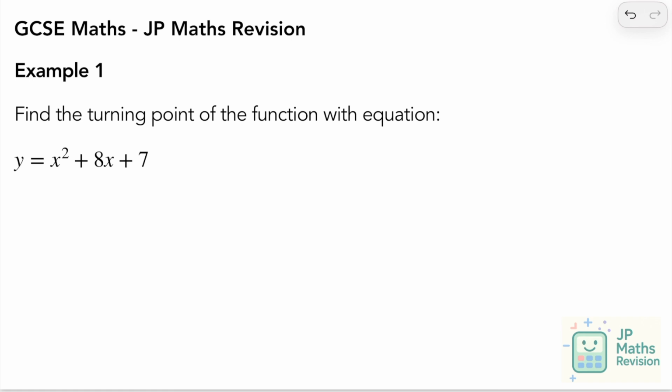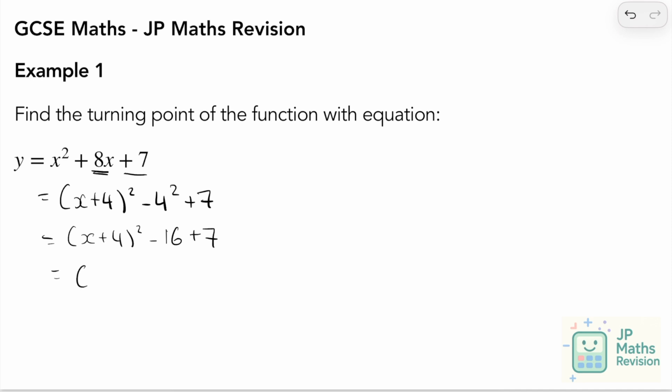So if I complete the square of this, I'm going to have (x plus 4) squared. Again, I halve this number first. And then I need to subtract 4 squared, and then I add 7. So I end up with (x plus 4) squared minus 16 plus 7. So that's going to be (x plus 4) squared minus 9. So I've now completed the square.